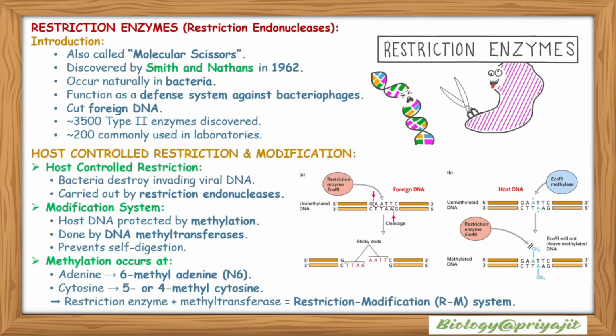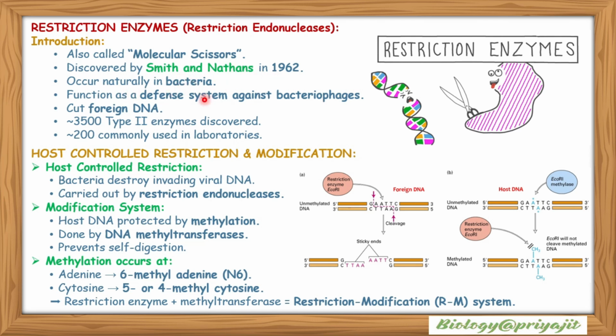Restriction enzymes, also known as restriction endonucleases. From its name we can predict that it's an enzyme which cuts the nucleic acid, and as it cuts the nucleic acid from an intermediate site, that is why it is called an endonuclease. So it is also known as a molecular scissor. This is the image showing the activity of a molecular scissor. It cuts the DNA. It was discovered in 1962 by Smith and Nathans.